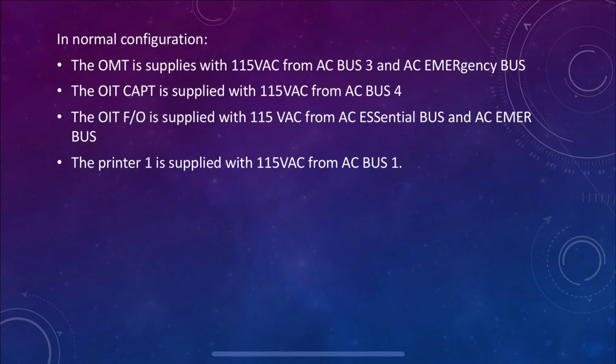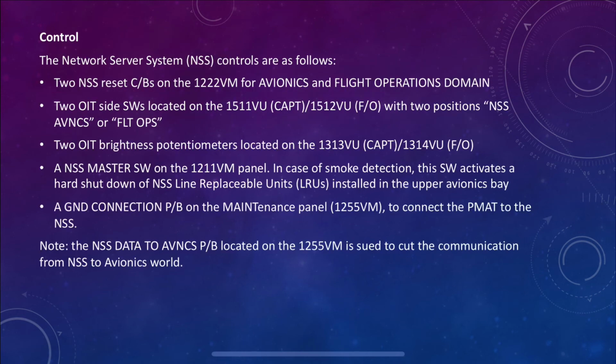In normal configuration, the onboard maintenance terminal is supplied with 115 VAC from AC bus 3 and AC emergency bus. The captain onboard information terminal is supplied with 115 VAC from AC bus 4. The first officer onboard information terminal is supplied with 115 VAC from AC essential bus and AC emergency bus. And the printer 1 is supplied with 115 VAC from AC bus 1.